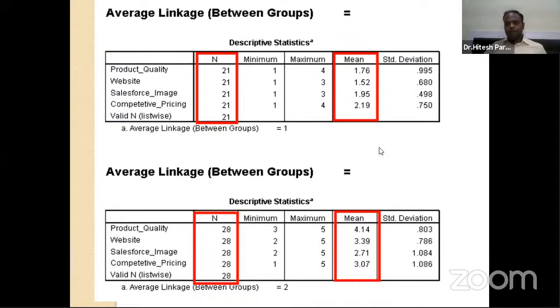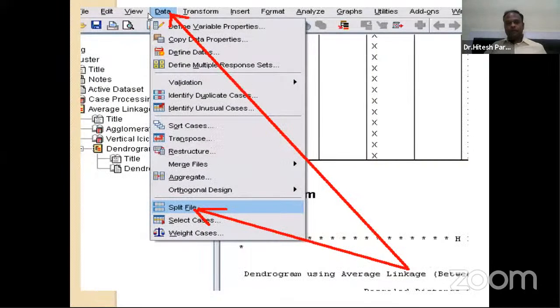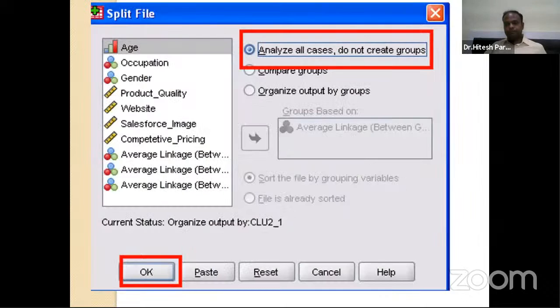Moving further, you click on Data, Split File. And then Analyze all cases, do not create groups. So the original file, again you will get it. Analyze all cases, do not create groups. And just click OK.